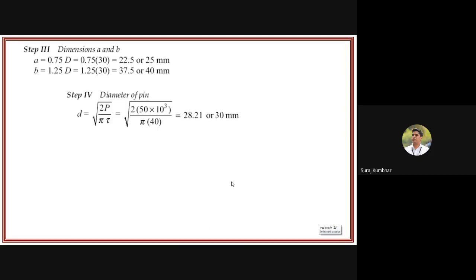Now the next, step 4, we need to find out the diameter of a pin. Already we have discussed, you need to find out the diameter of the pin based on the shear consideration and based on the bending consideration, and whichever is the maximum value you have to take. This formula is based on the shear consideration. Small d is equal to square root of 2P upon pi into tau. The tau value we have already found out, which is 40. The P value you already know, so just put the values in the formula. So small d is equal to 28.21, or 30 mm.